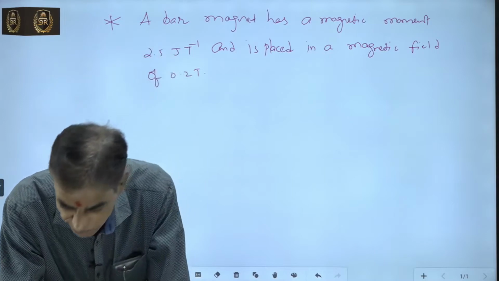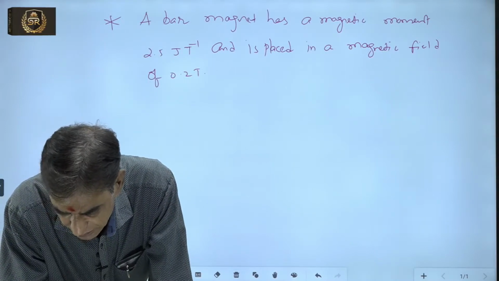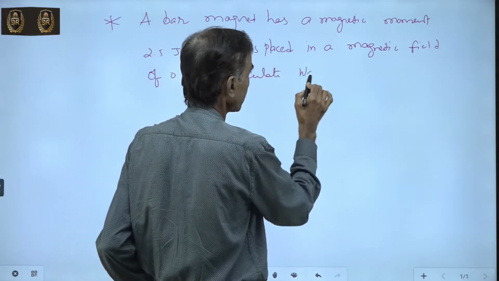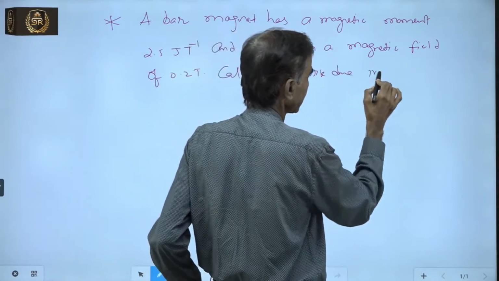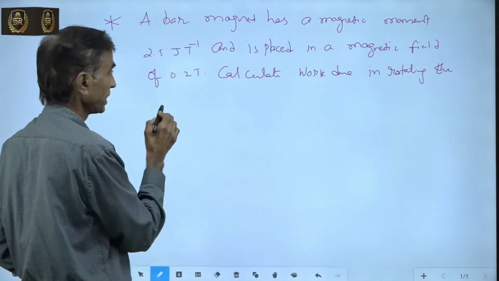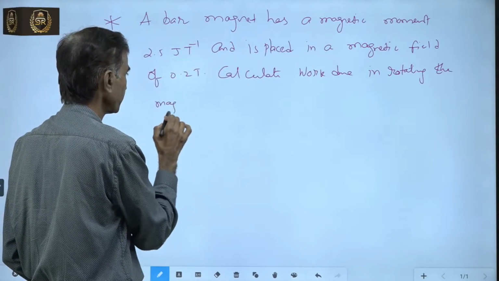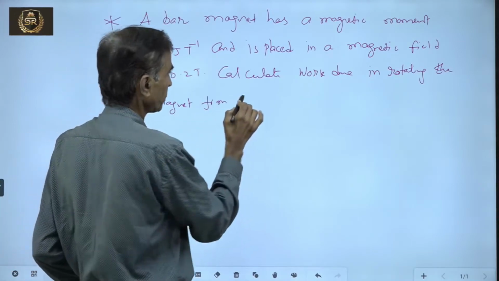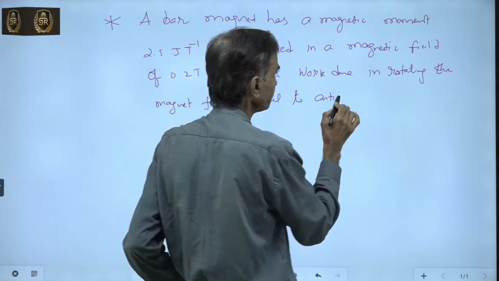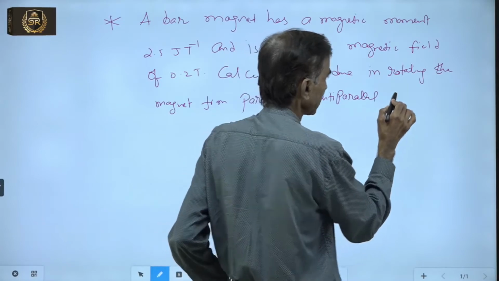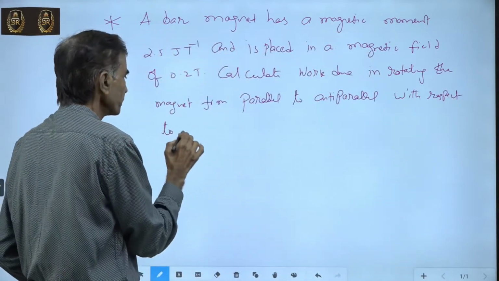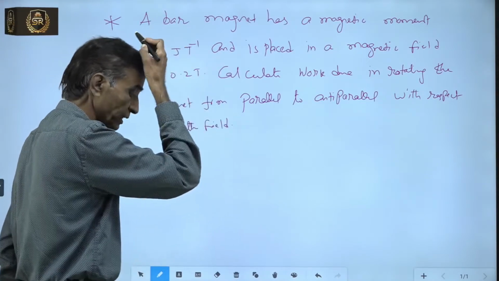Now what do you want to find? Calculate the work done in rotating the magnet from parallel to anti-parallel with respect to the field. See, that is very, very important here. With respect to the field.